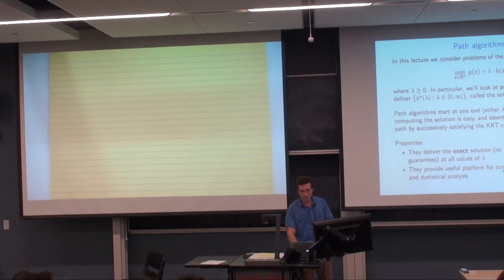This is very different. There's no iteration here, in the sense that we're not iterating kind of to get closer and closer to the solution. And there's no error-bound guarantees. We're guaranteed the exact solution for all values of lambda.